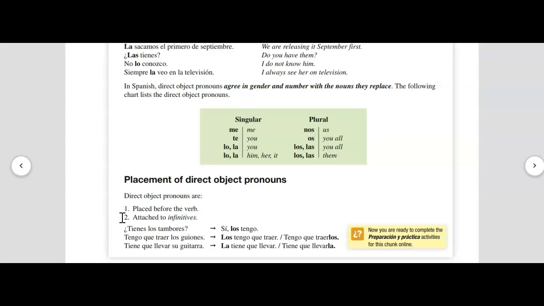And number 2, attached to infinitives. ¿Tengo que traer los guiones? You could say, los tengo que traer. Or, tengo que traerlos. So here, we can attach the pronoun to the end of the infinitive. Traer would be the infinitive, and los would be the direct object pronoun. So you can attach it, and it's correct.